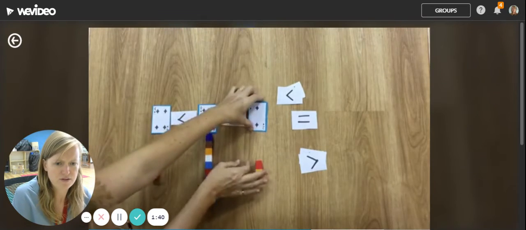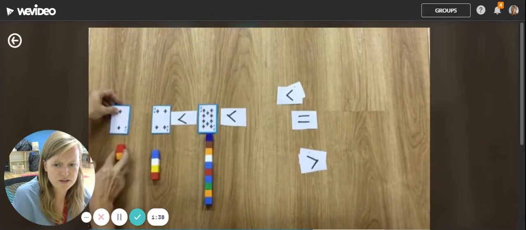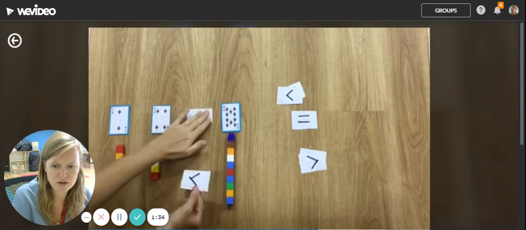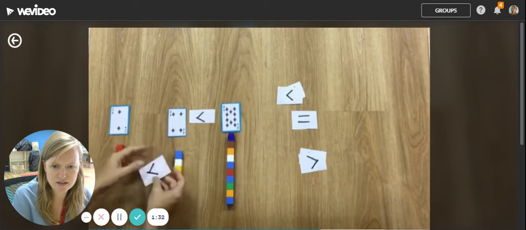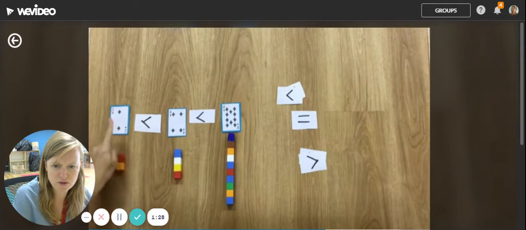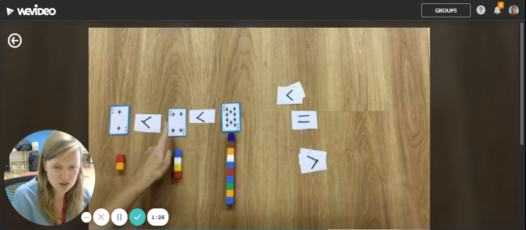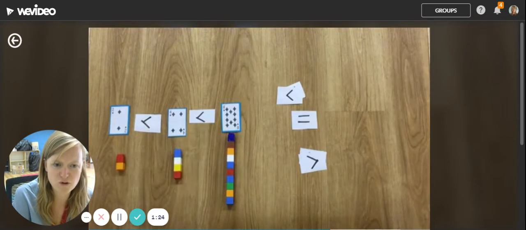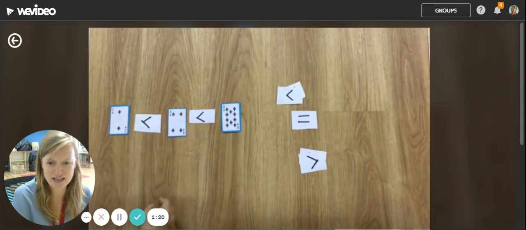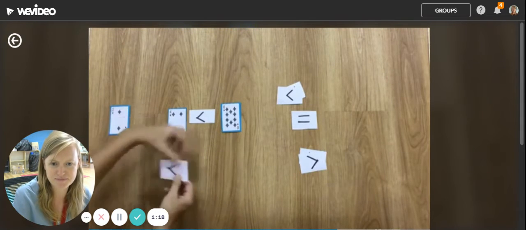We need to move it around because we want our numbers to go from smallest to biggest, and that way all our symbols point in the same direction. And we now have our numbers in ascending order. They go from smallest up to biggest. 2 is less than 4, and 4 is less than 10. Great job. We've now ordered our numbers and used our symbols correctly.